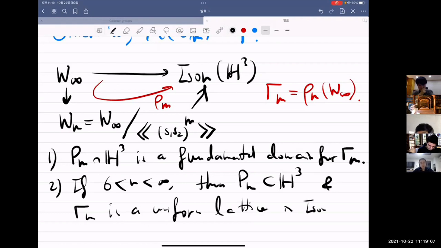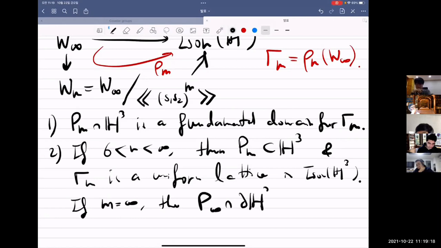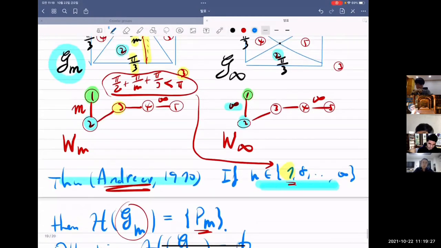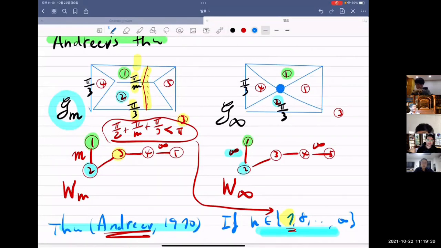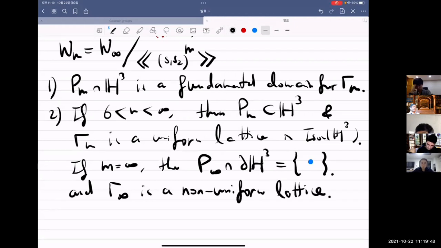In the isometry group of H^3. And if M is infinity, then there is an intersection with the boundary, which will be the vertex. So maybe I should draw this vertex here. This vertex. Okay. And of course, this Gamma_infinity is a non-uniform lattice.